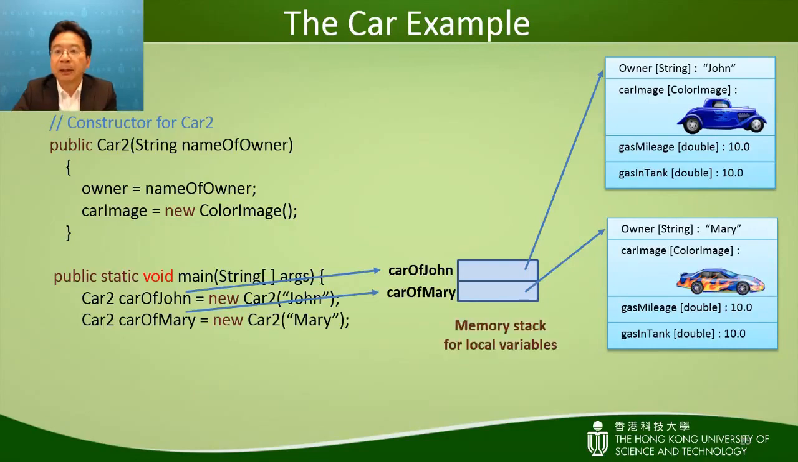The memory space for local variables is called the stack, and the memory space for instance variables is allocated from a heap. Notice that instead of putting a value in the memory cell for car of John and car of Mary, I am using arrows to indicate that the values being put in those cells are reference addresses. Let me further explain what that means.